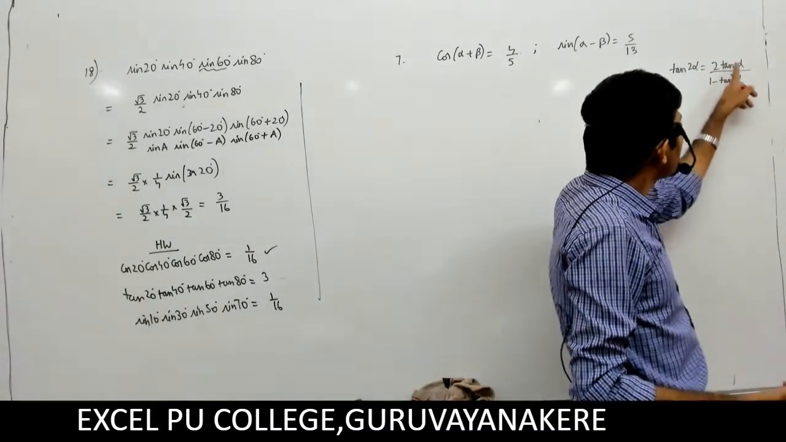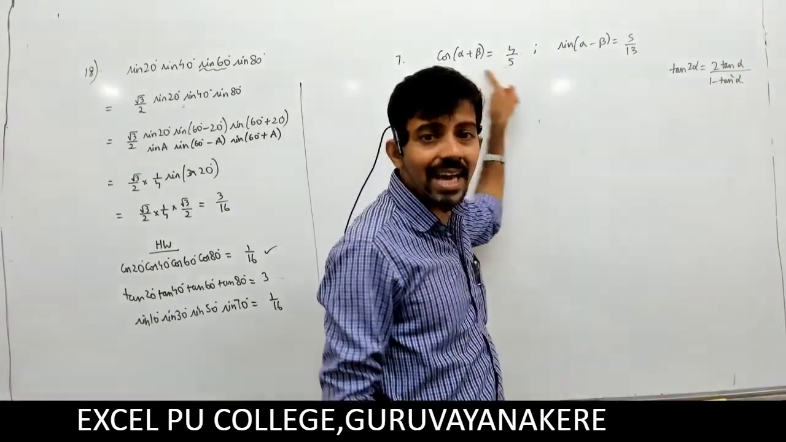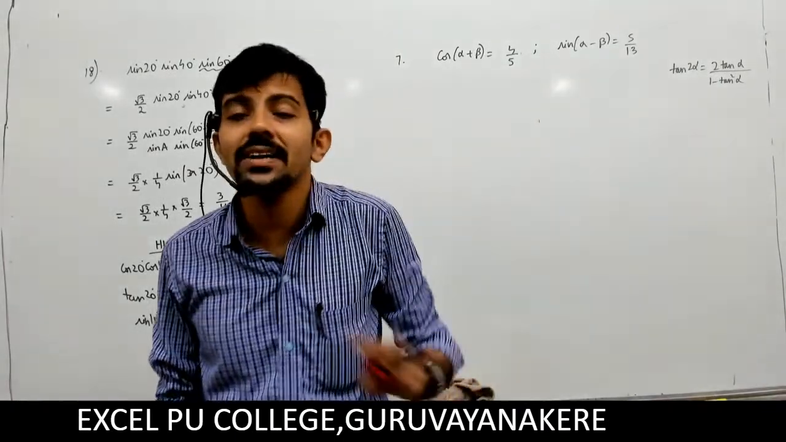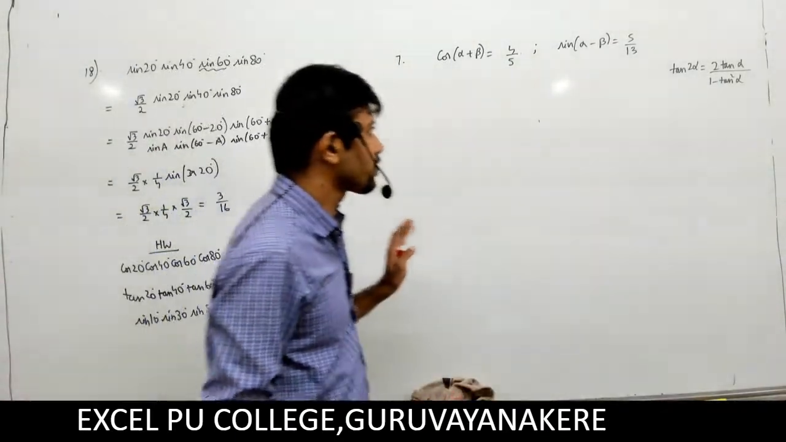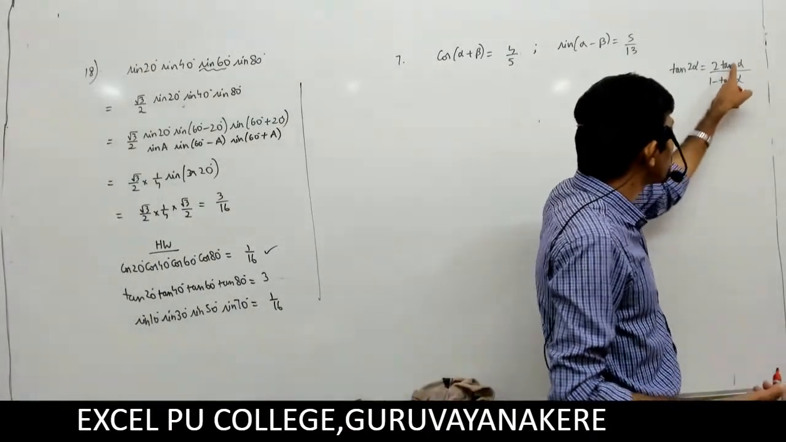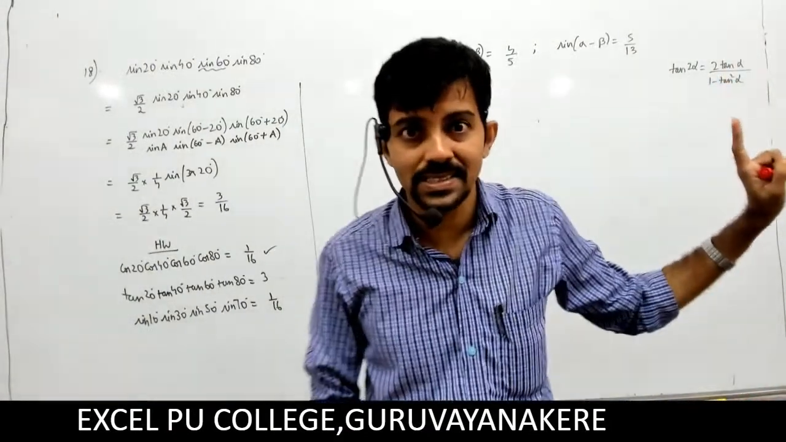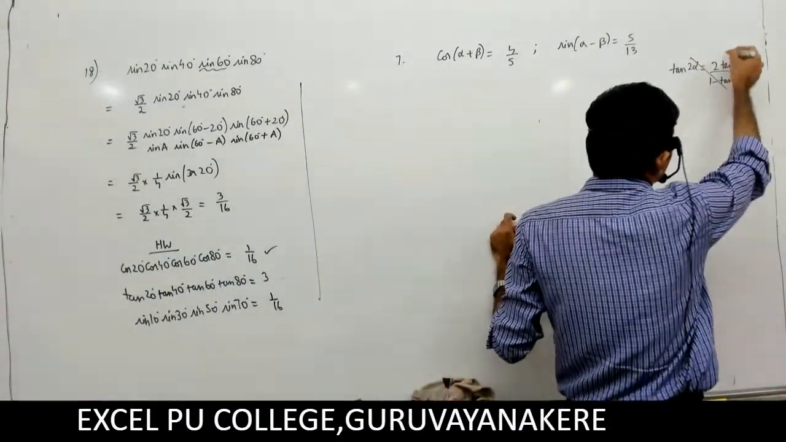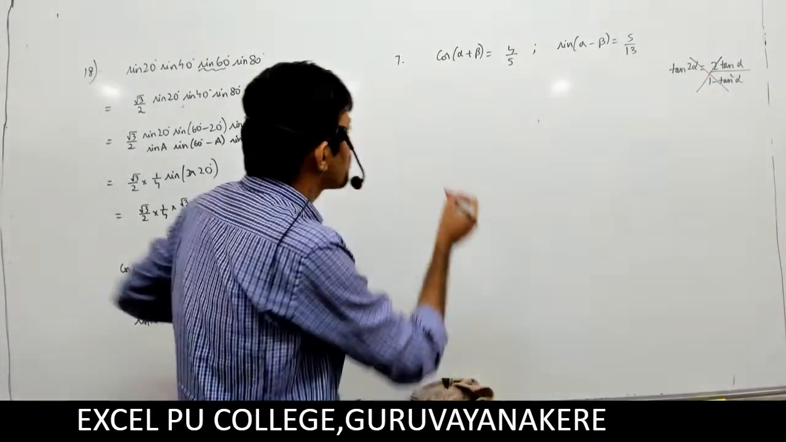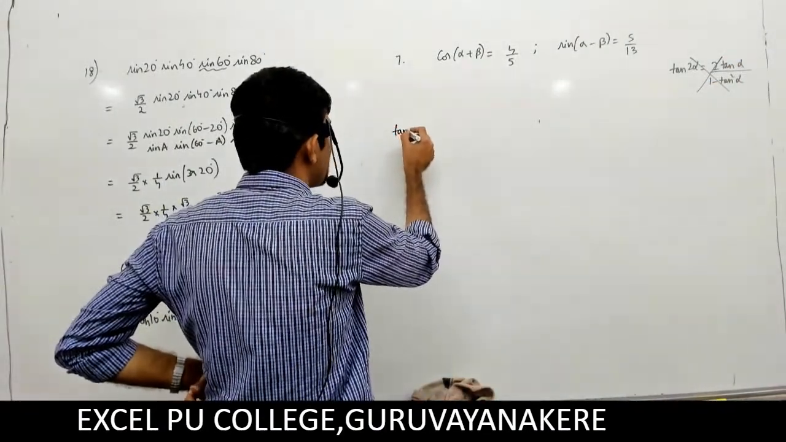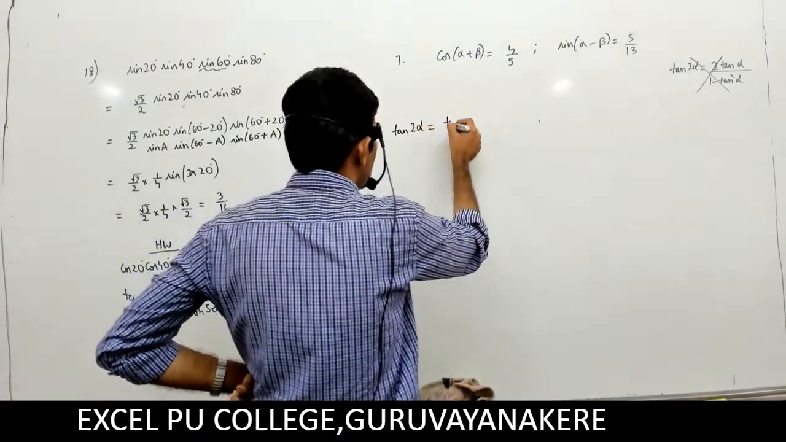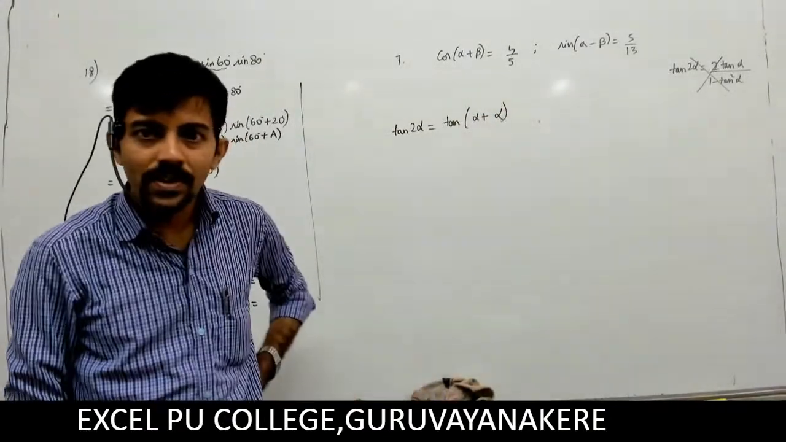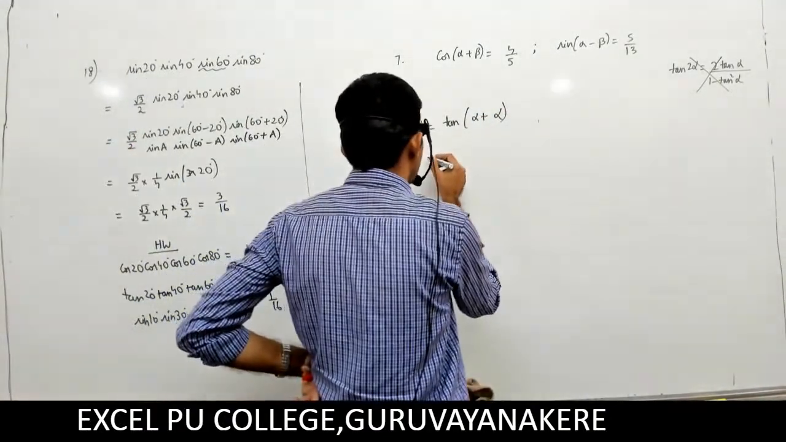Okay? Because tan alpha is not given. We cannot find out tan alpha using this data. Using this data, it's not possible to find the value of tan alpha. To find tan 2 alpha, here we don't want to find tan alpha. Then only it's possible to get the answer, right? So, what we do is, we write tan 2 alpha as tan of alpha plus alpha. Alpha plus alpha is 2 alpha, right?